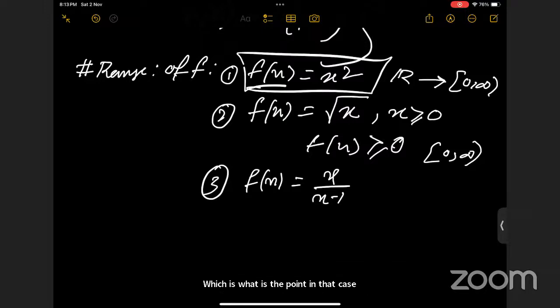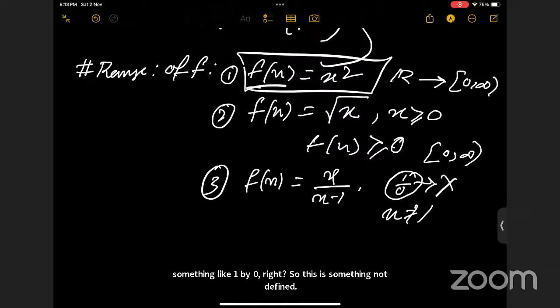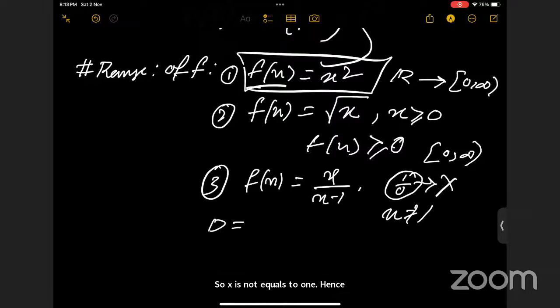At which point can the function not be defined? At x = 1. If x is 1, then we will get something like 1 by 0, which is not defined. So x is not equal to 1. Hence the domain will be, what will be the domain? There is no problem at any point on our real line except 1. That means the domain will be all real numbers minus 1. Yes, this is the domain.